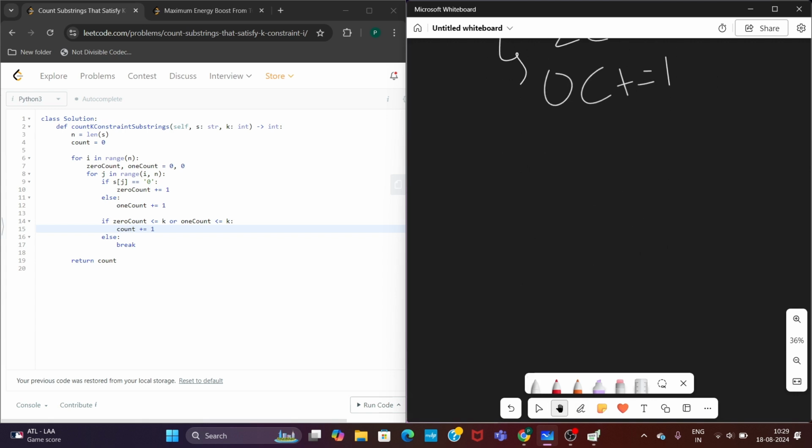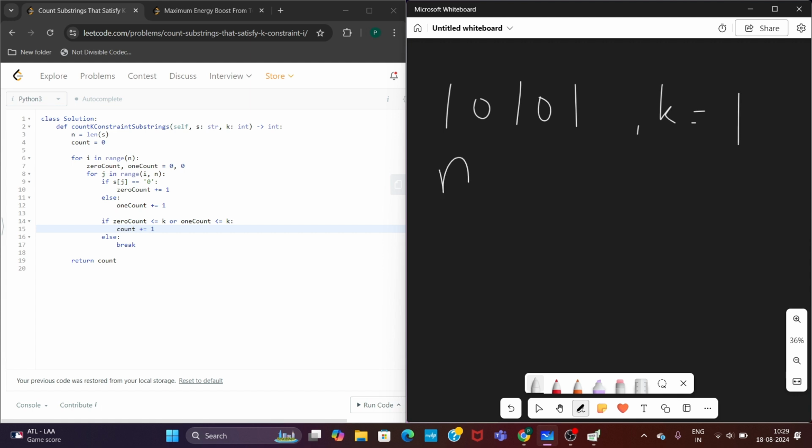For each iteration, suppose my string is given as 10101, and my k over here is 1. So the length of the substring is, in this case, 5, and my counter variable is also initialized to 0.